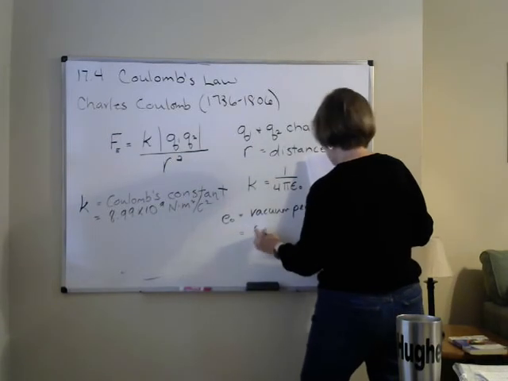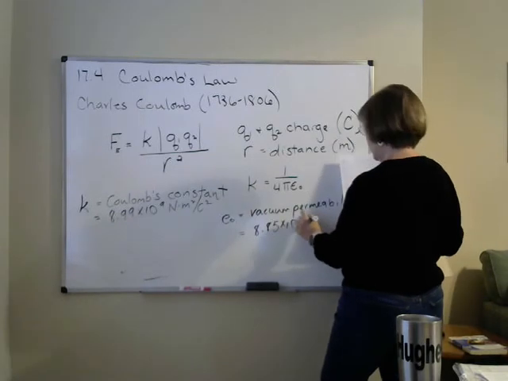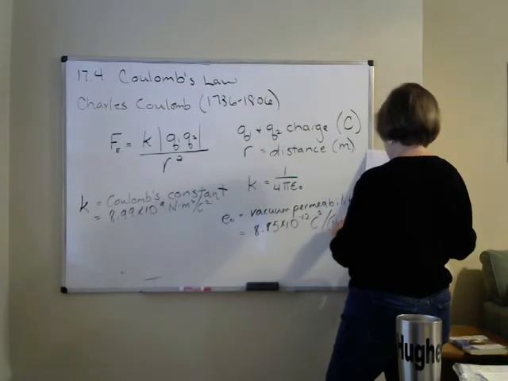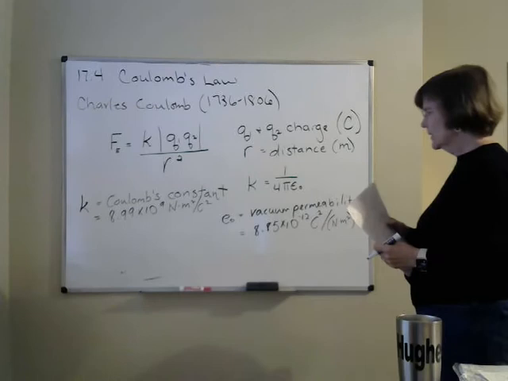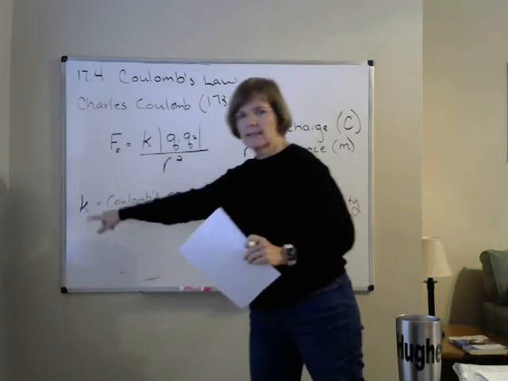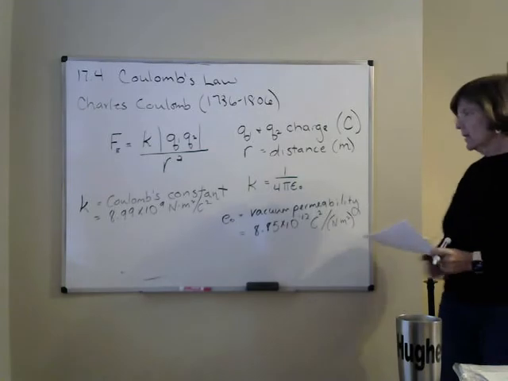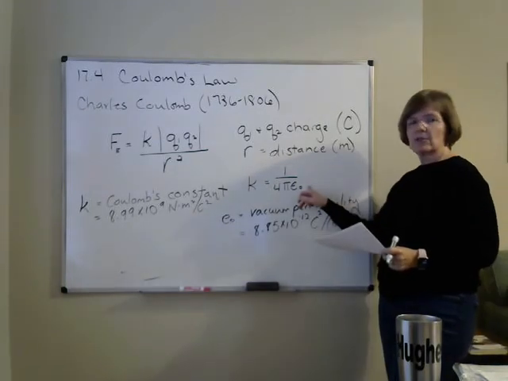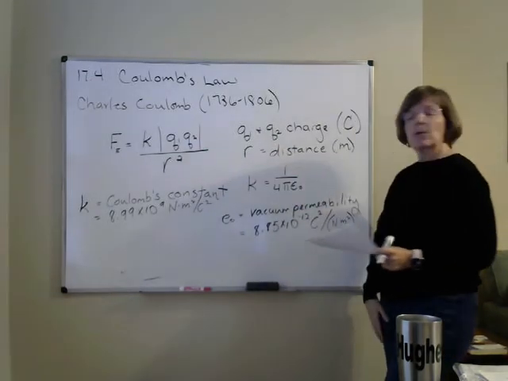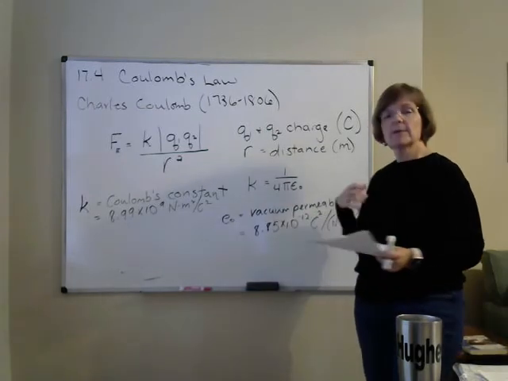And it equals 8.85 times 10 to the negative 12 coulombs squared per Newton meter squared. Now you say, why on earth would I ever want to use this instead of just using this? And the reality is, if we were in a calculus-based course, we would actually find it easier to be using this relationship in Coulomb's law, but we're not. So we'll just use K, which is 8.99 times 10 to the 9th. It's almost 9 times 10 to the 9th.